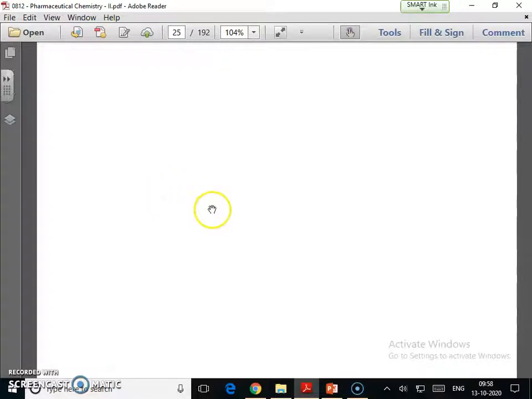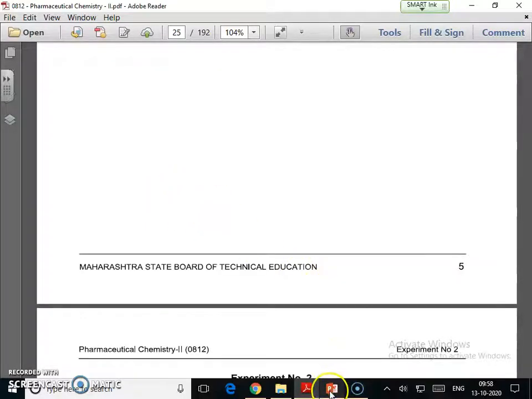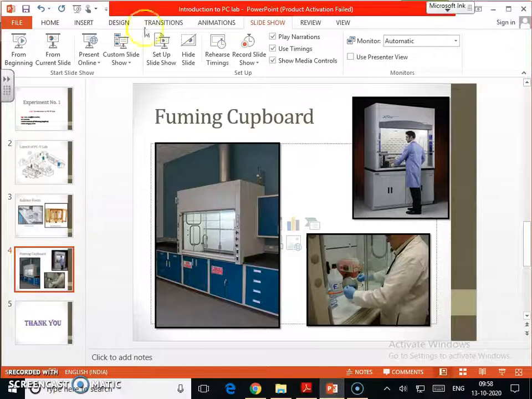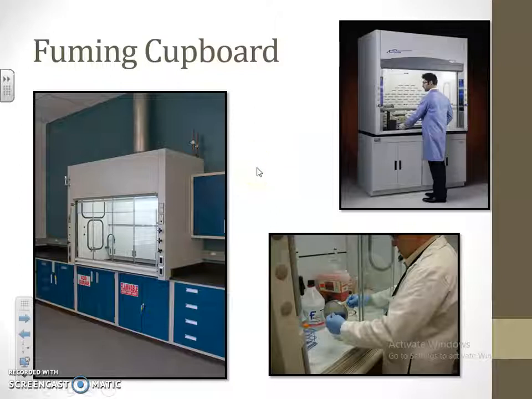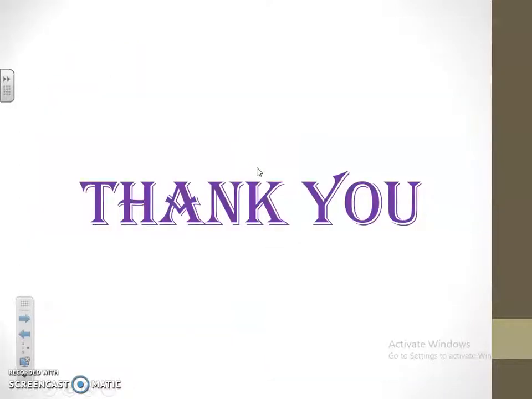The demonstration is already provided in Moodle. You can refer to that one. And this was all about the introduction of the first experiment in our pharmaceutical chemistry 2 lab. Okay, thank you so much.